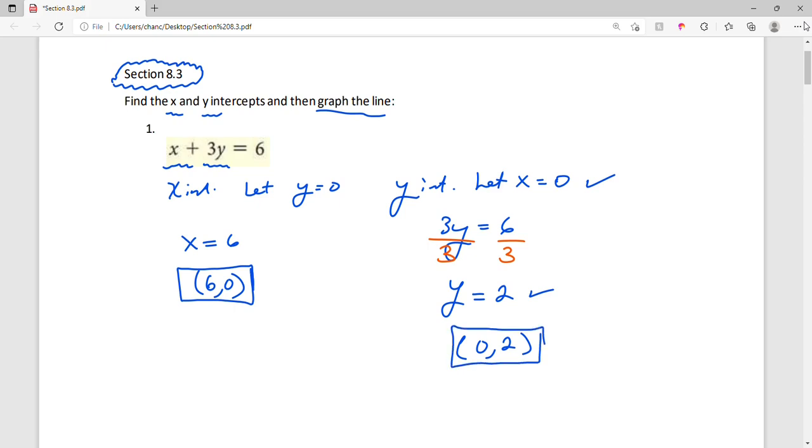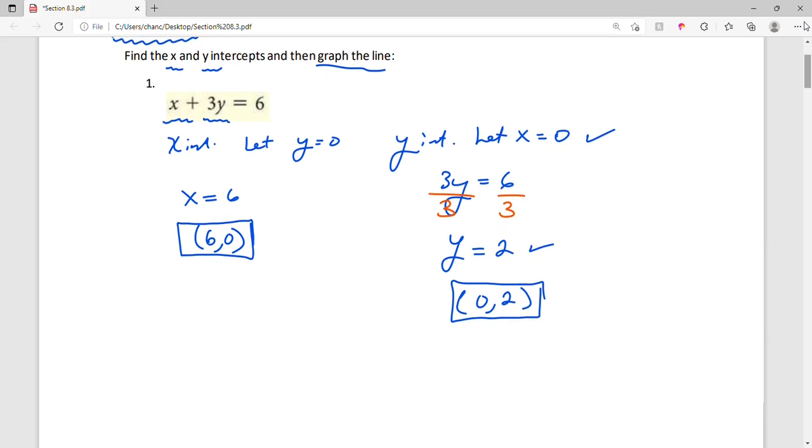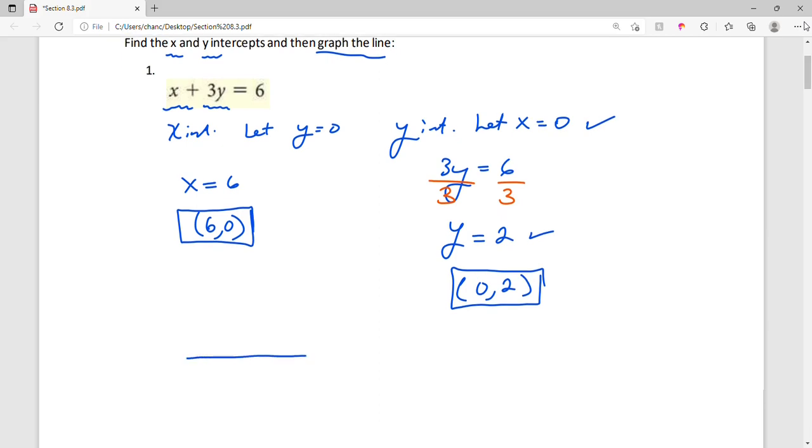Since we have both the x and y-intercept, we're able to graph our line. I will plot down the x-intercept first, (6, 0). 1, 2, 3, 4, 5, 6. This is (6, 0). And then we'll plot the point (0, 2). This is our y-intercept, (0, 2). Let's connect the 2 points. And this is our graph.